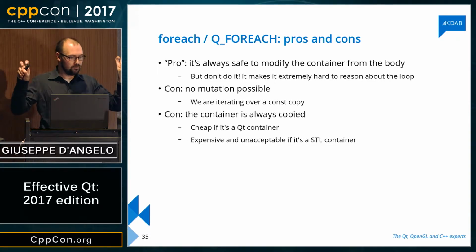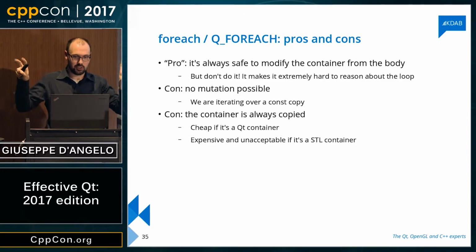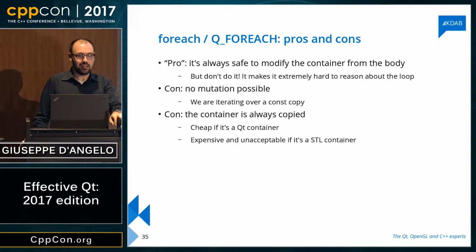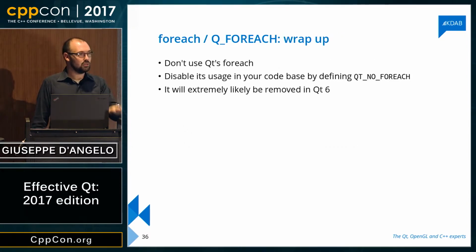There is a pro, and I put it between quotes, Dr. Evil pro. It's always safe to modify the original container from the body because you are iterating over a copy. Just don't do it. Forget that this exists. So don't use it in your code base. If you're using Qt, define that macro, QT_NO_FOREACH, which will disable the foreach loop. And I'm going personally to remove this from Qt 6. So, yes. So just don't use it, okay?